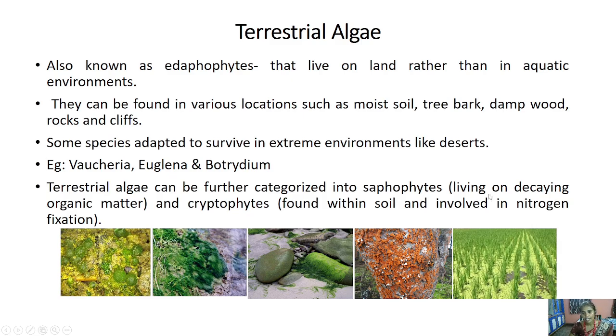Saprophytes are the group of algae which live on dead and decaying organic matter, where there is more nutrient. Dead organic matter is there. The algae which prefer to grow on that organic matter are referred to as saprophytes, whereas cryptophytes are found embedded within the soil, and they are involved in nitrogen fixation. Here we can see the different types of terrestrial algae.